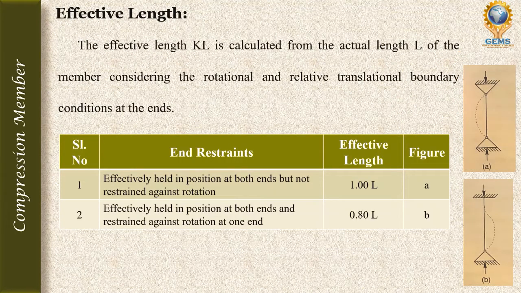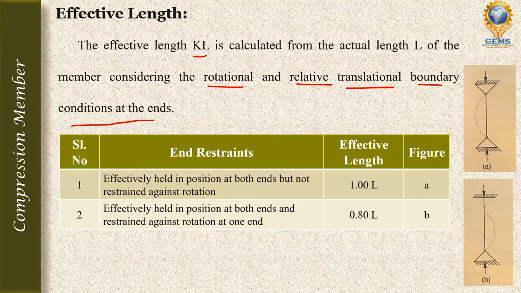Next is the effective length. Effective length KL is calculated from the actual length of the member, and we are considering the rotational and relative translational boundary conditions at the ends. So according to whether it is a fixed beam, a hinged beam, or a free end, your K value will differ.